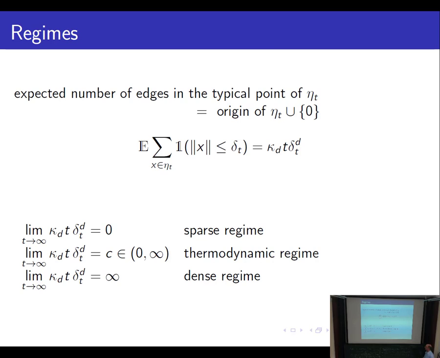Then in the thermodynamic regime, each point is more or less connected to the same number of points throughout the whole space. And in the dense regime, everything is connected more or less to everything. So every vertex is connected to an infinite number of other vertices in the limit. So these are the three regimes. Sometimes the thermodynamic regime is called the critical regime.